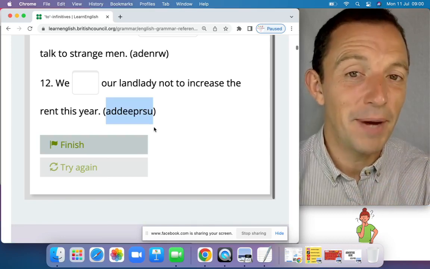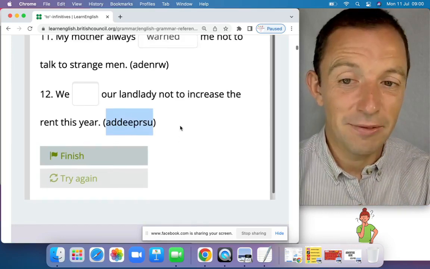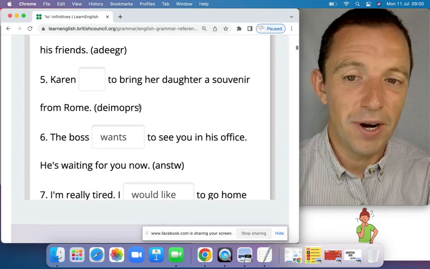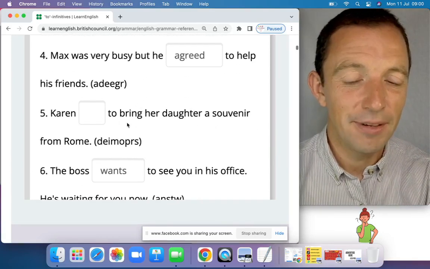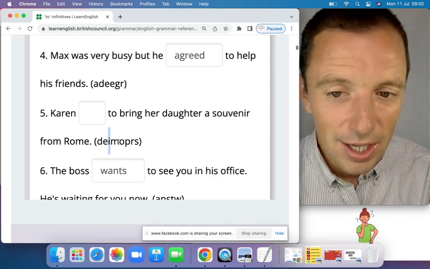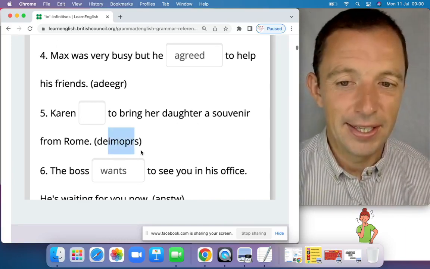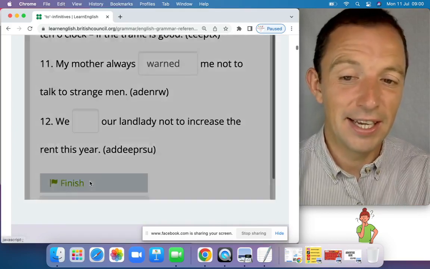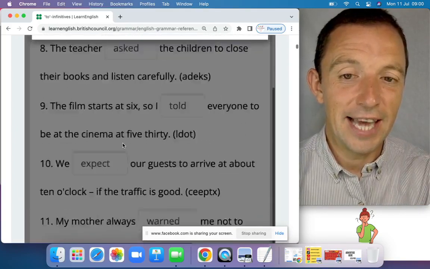So maybe you have a better idea. What do you think is the answer for 12? So I have 2 mistakes. Number 12 and also number 5. Okay, so let's check the answers. I have 2 mistakes, and I think 10 from 12.